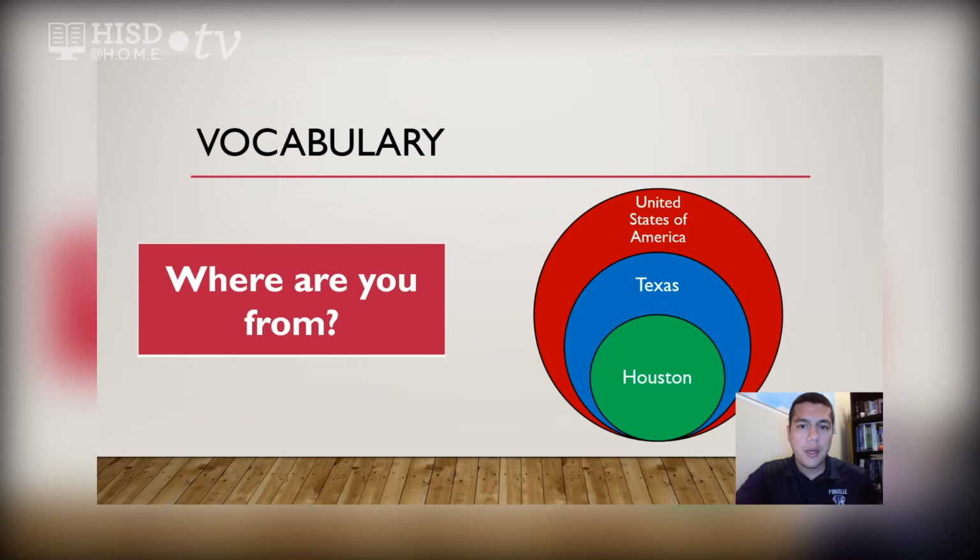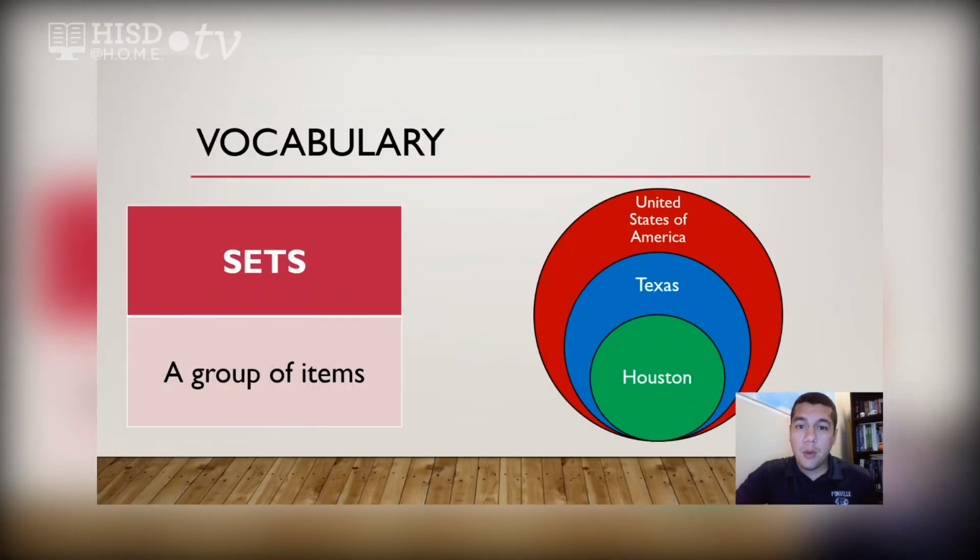And this is very important for us to understand the vocabulary that we are going to learn for the relationship of sets and subsets of real numbers. Our first word is sets. And a set is just a group of items. In our example, one set is Houston because it groups the people that live inside the city of Houston.